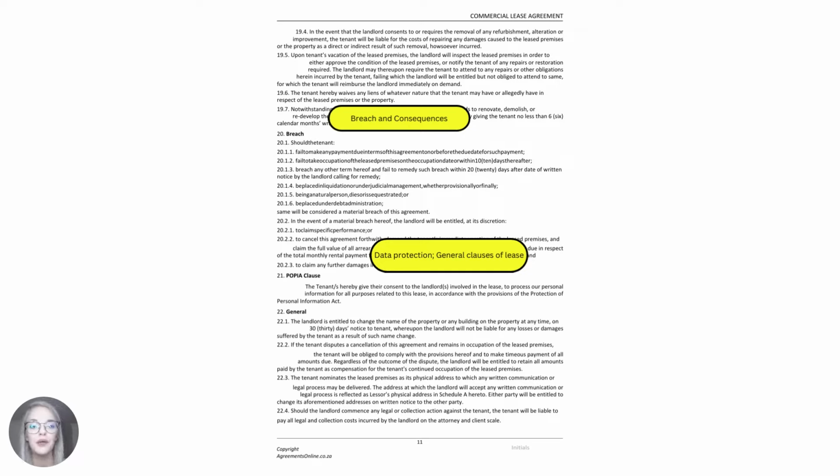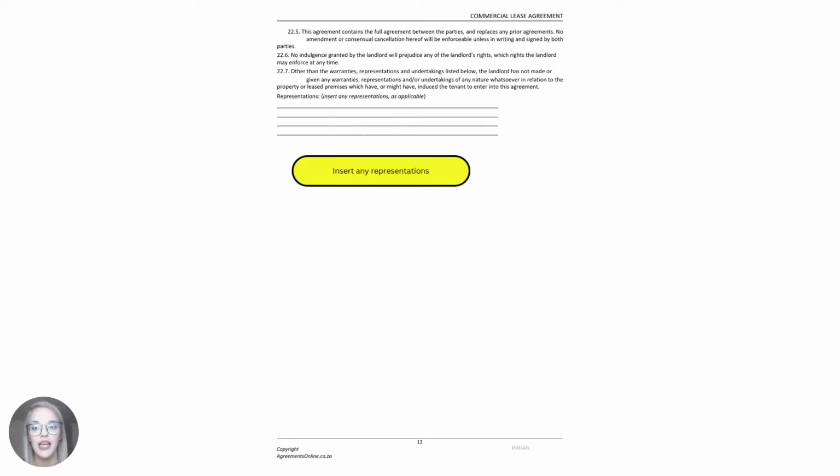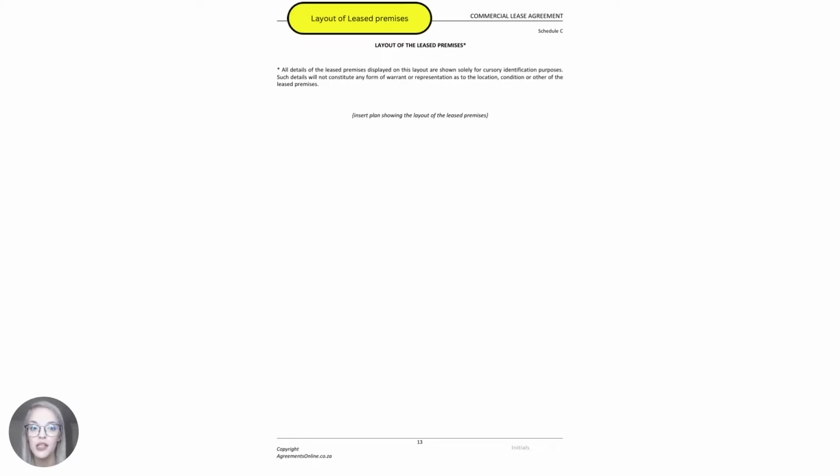We then have the POPI clause, which is for data protection purposes, and sets out how the tenant's data will be protected, as well as giving you consent to obtain that data. Then just some general clauses of the lease, and you can also fill out any representations by either party to the lease. And lastly, just a layout of the leased premises.